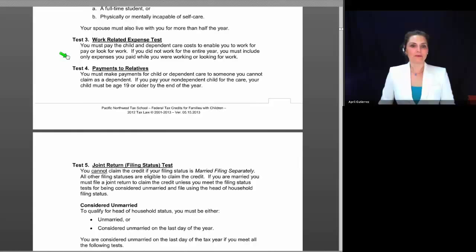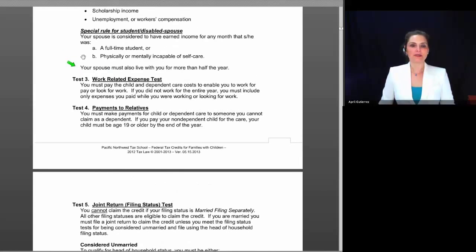All right, so there's this rule here too that says your spouse is considered to have earned income for any month that he or she was a full-time student or was physically or mentally incapable of self-care, and your spouse must also have lived with you for more than half the year under that condition.